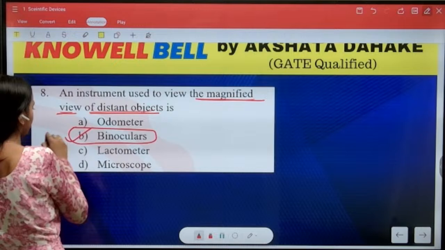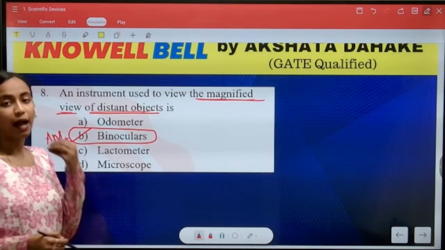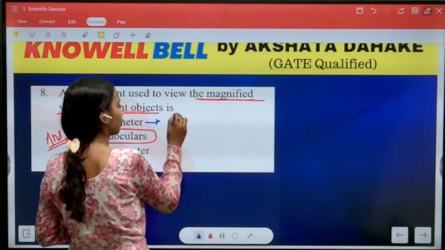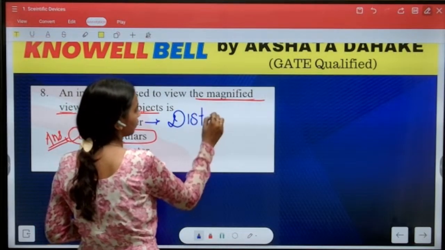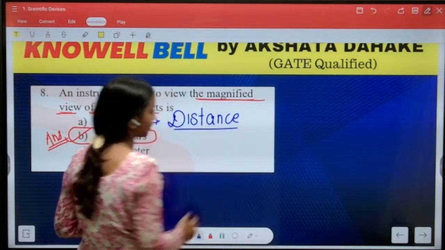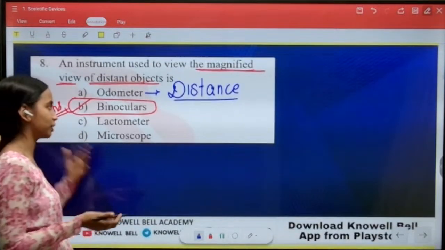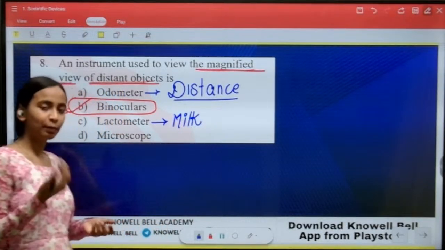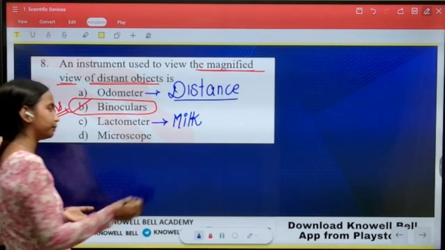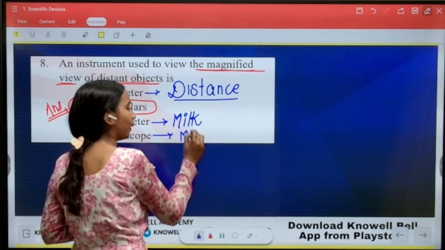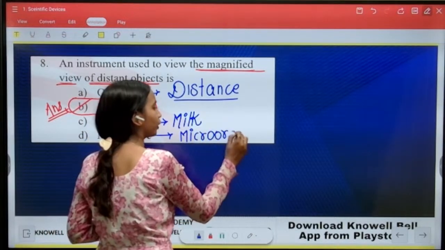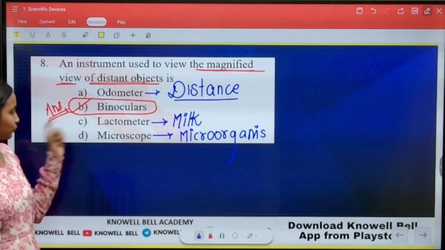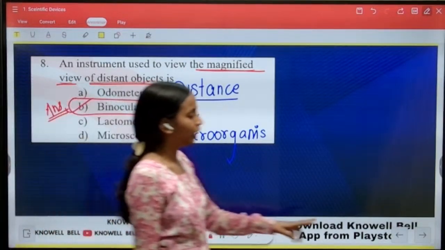Binoculars is used to view the magnified view of distant objects. Odometer का use क्या है? Odometer measures distance. It measures the distance traveled by a vehicle. किसी vehicle से हमने कितना distance travel किया? That is measured with the help of odometer. Lactometer is associated with milk. Lactometer क्या measure करता है? Lactometer measures the purity of milk. Microscope किसको magnify करता है? Microscope magnifies microorganisms. So the right answer for the question is option B, binoculars.